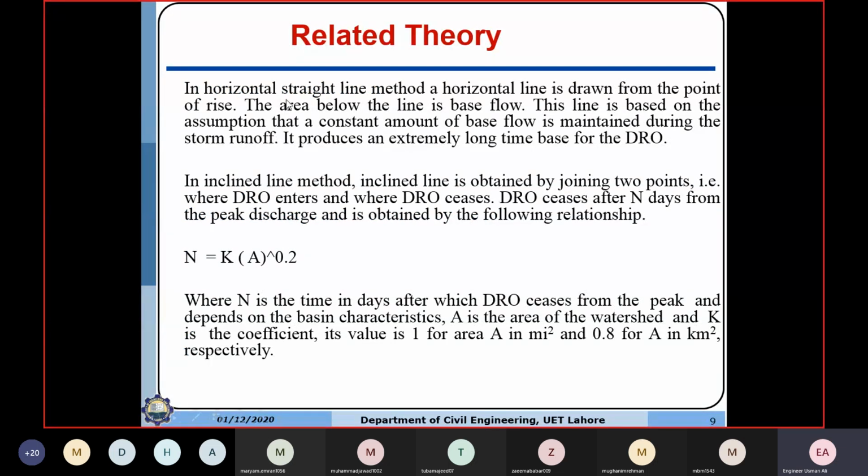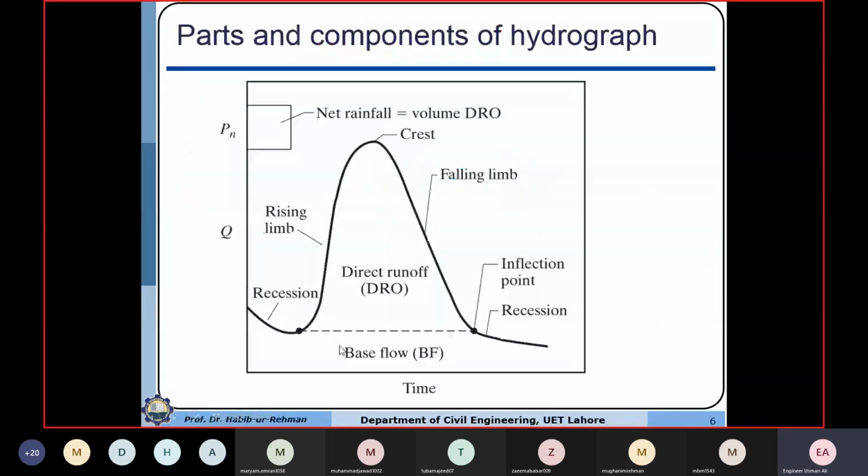First of all, in the horizontal straight line method, a horizontal line is drawn from the point of rise. The area below the line is the base flow, and the line is based on the assumption that a constant amount of base flow is maintained during the storm runoff. It produces an extremely long time base of the DRO. What is the time base of a hydrograph? Time base of a hydrograph means the time elapsed between the start and the end of the hydrograph. So the time from the start of the hydrograph to the end of the hydrograph is the time base of the hydrograph. What is the time base of DRO?